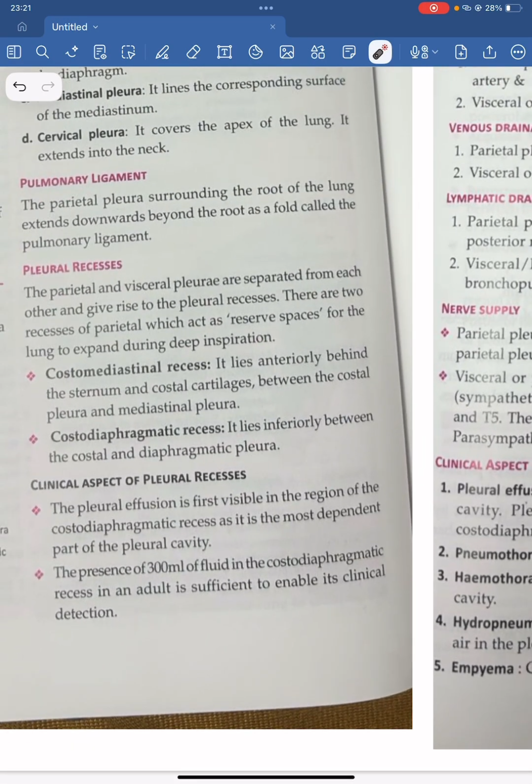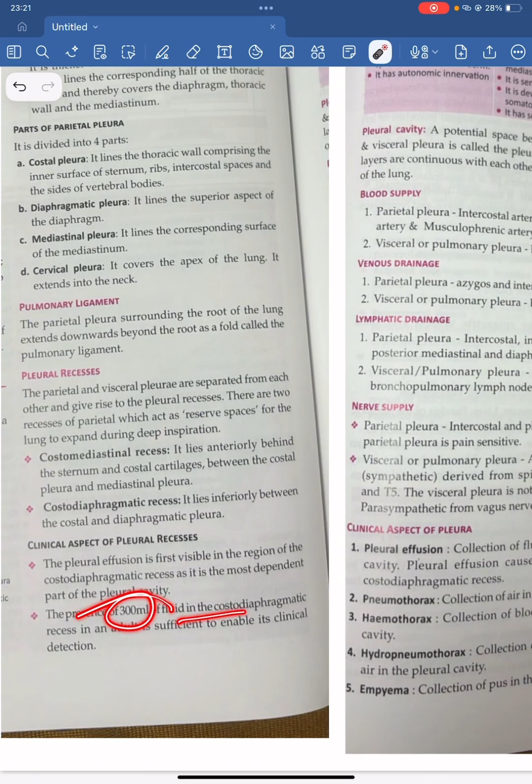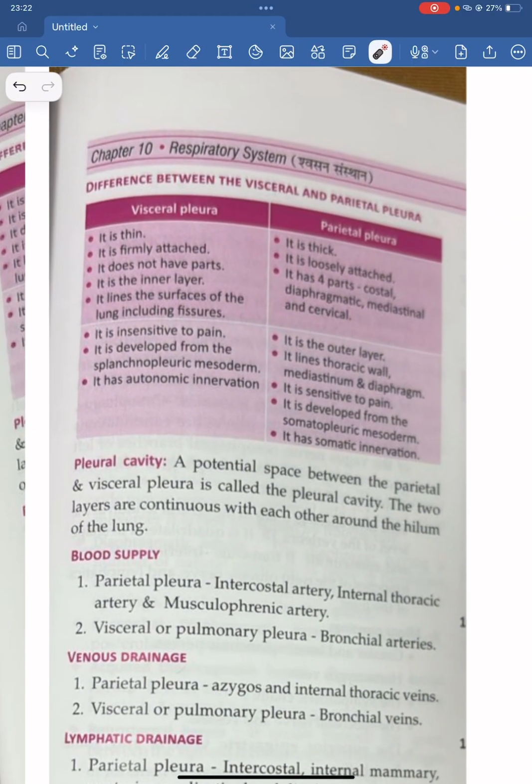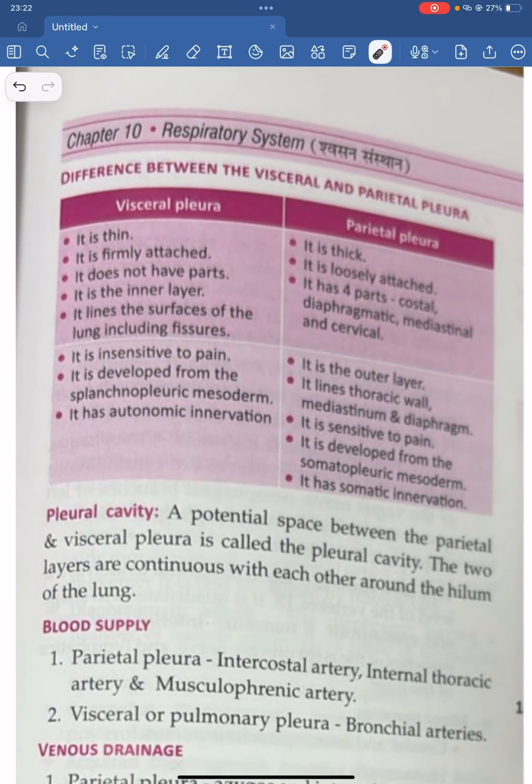So there is a clinical aspect. Pleural effusion is first visible in the region of the costodiaphragmatic recess, as it is the most dependent part of the pleural cavity. The presence of 300 ml of fluid in the costodiaphragmatic recess in adults is sufficient to enable its clinical detection.